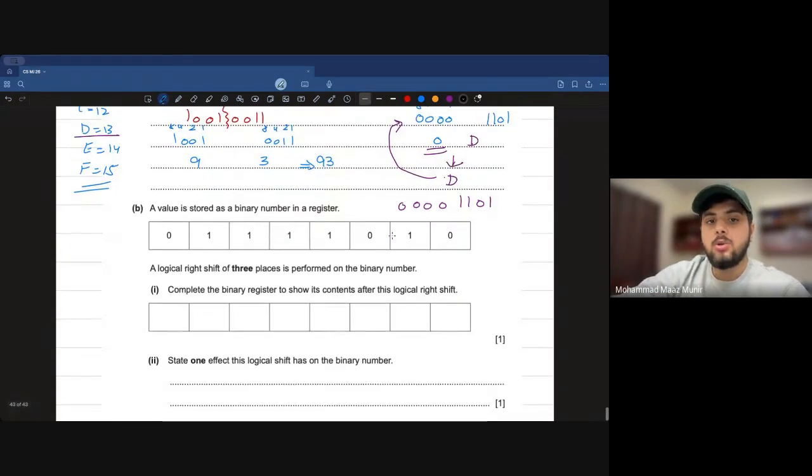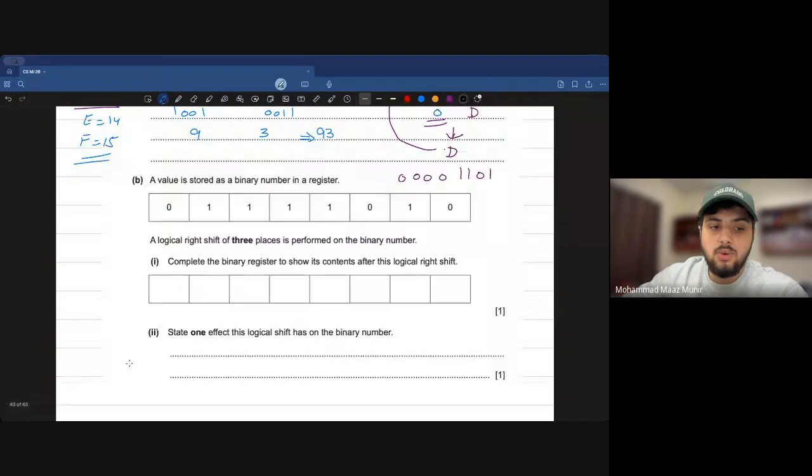So yeah, now we're going to be doing part B, which says that a value is being stored as a binary number in a register. And now we need to perform a logical right shift of 3 places. So we need to perform a logical right shift, which means that I have to shift each of them to the right, and I have to do it thrice.